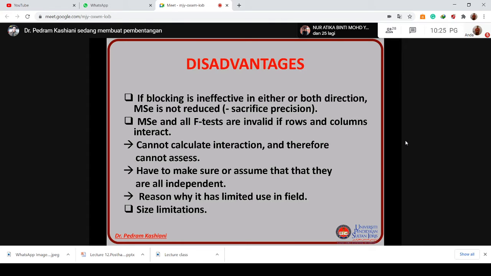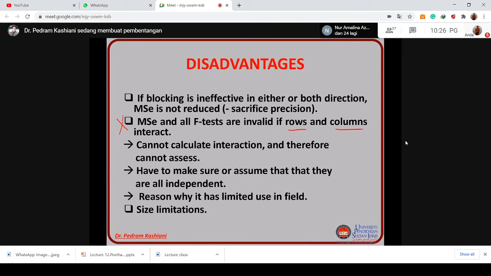But the disadvantage is if blocking is ineffective in either or both directions, MSE is not reduced. This sacrifices precision. MSE and all tests of significance are invalid if row and column interact. Okay, this one I forgot to explain to you. What this means is your row and column, that is, variation by row and variation by column.